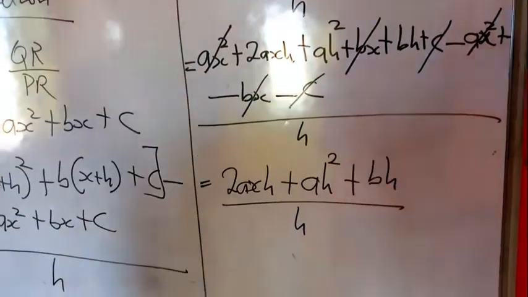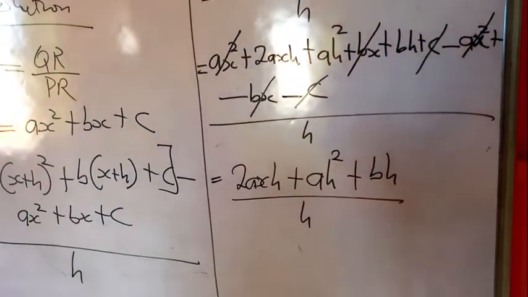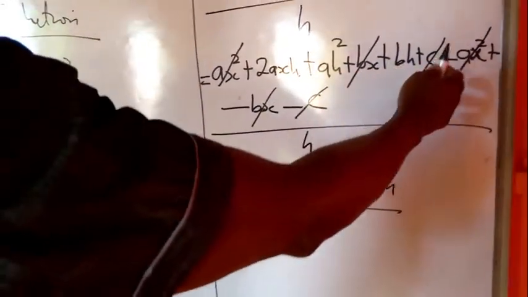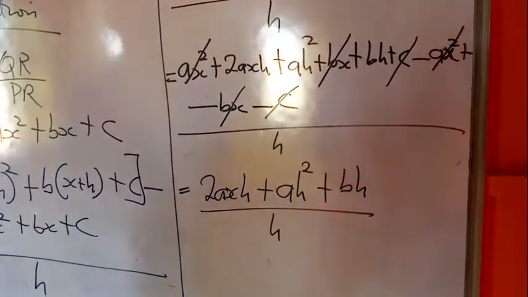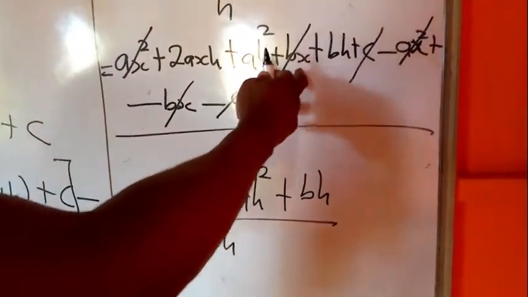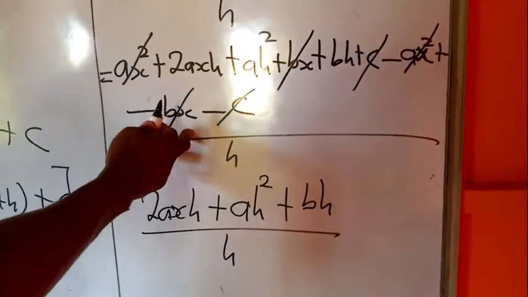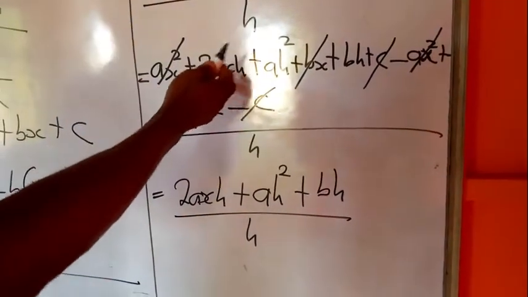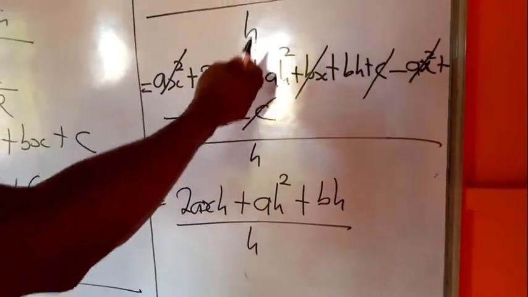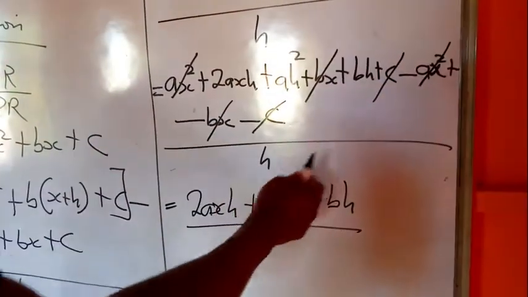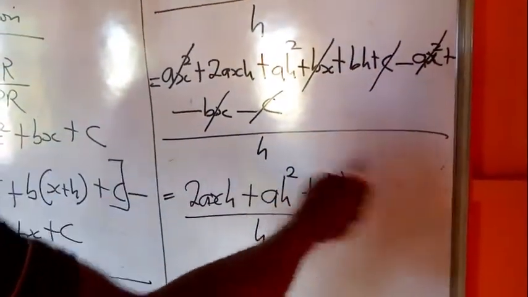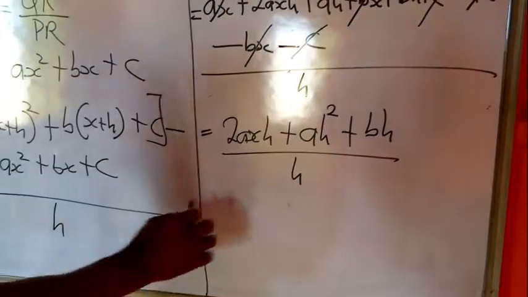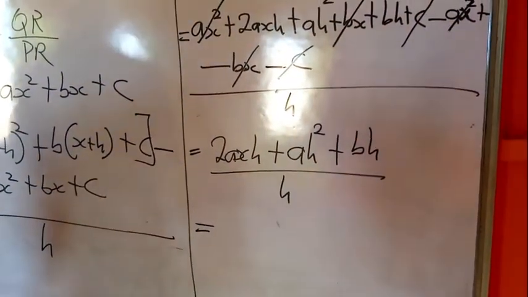So let's carefully look at it again so that we know that we are making serious progress. ax squared is cancelled by minus ax squared. Plus bx has cancelled minus bx. Plus c has cancelled minus c. So what we have is 2axh plus ah squared plus bh all over h. Thank you very much.